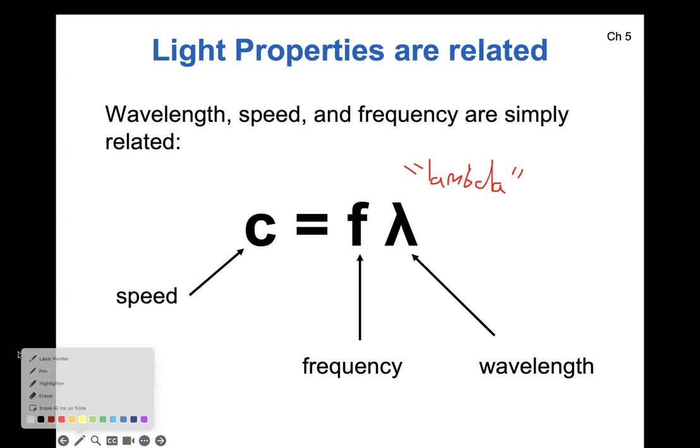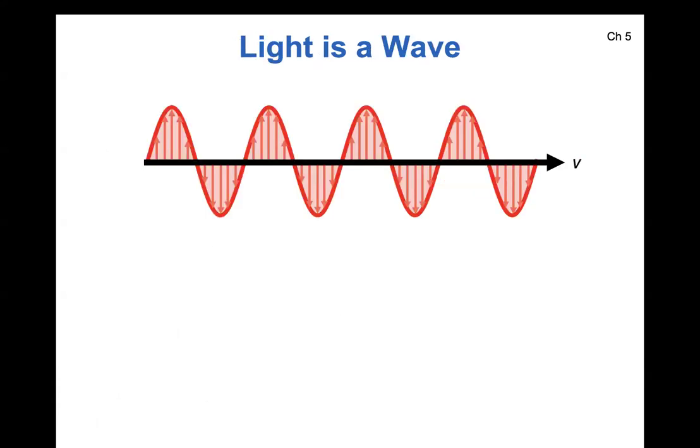Because as I said, with other waves you'd have to independently know the wave speed. Not so for light. Okay, so I'm on time. Good. So light is a wave. I think you know that by now.